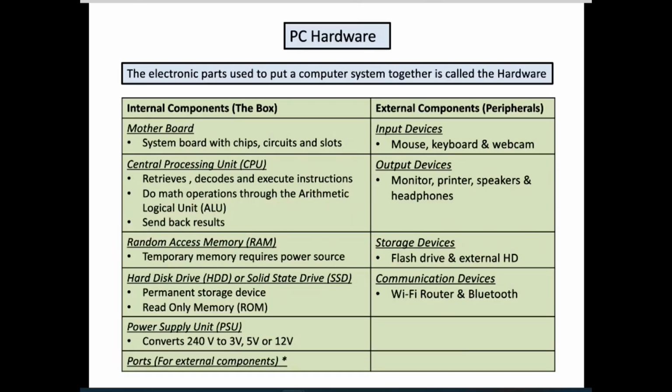So let's have a look at personal computer hardware, and then we are later going to compare it with PC software. So what is the hardware? It is the electronic parts used to put a computer system together. That's what your hardware is. So if you can touch it and play around with it, that's the hard box. And we distinguish between the internal components and the external components. Your internal components are really the stuff that you will find in the box or in your laptop.